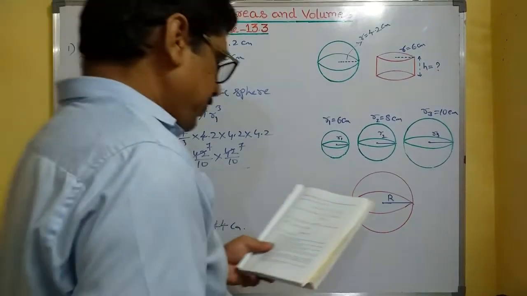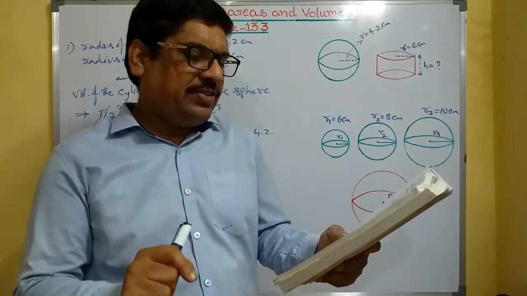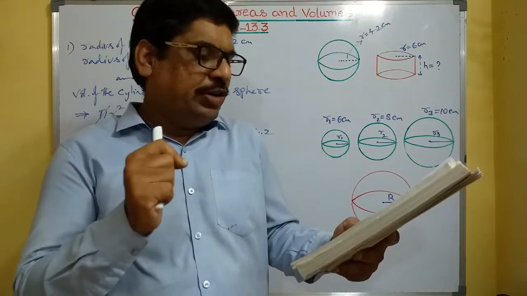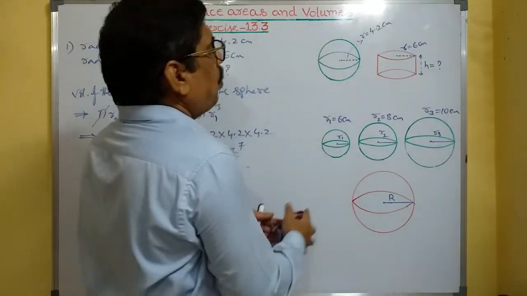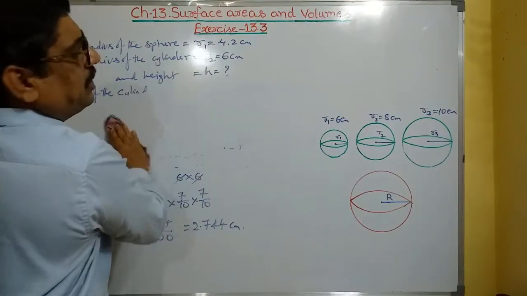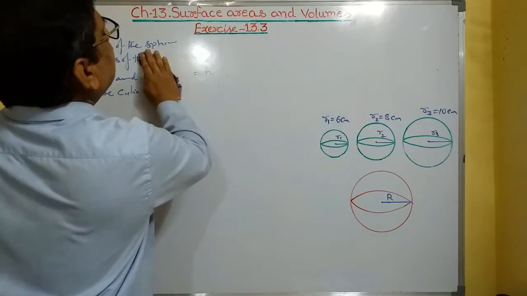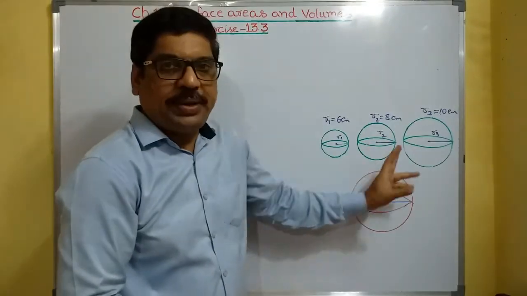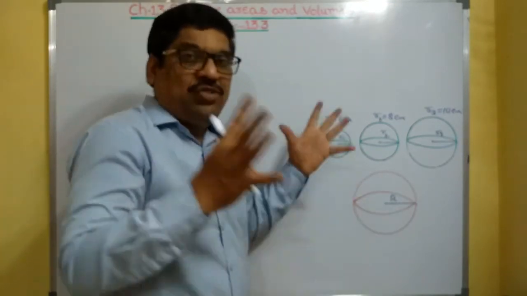Now the second problem: metallic spheres of radii 6 centimeters, 8 centimeters and 10 centimeters respectively are melted to form a single solid sphere. Find the radius of the resulting sphere. Now you look at this problem. Here I have given the diagrams for the second problem. What is it? Here three small spheres are there. These three small spheres are melted and made into a big sphere.